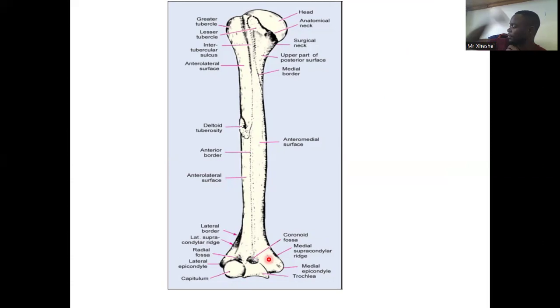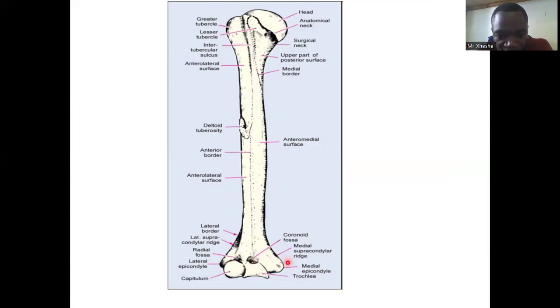So that's why your arm cannot go beyond this angle. It's not possible because the bones have locked each other there. What goes in there is the radial bone. What goes there is the coronoid process of the ulna and locks the elbow in that position. Okay, so two fossae I've explained. Radial fossa, lateral; coronoid fossa, medial.